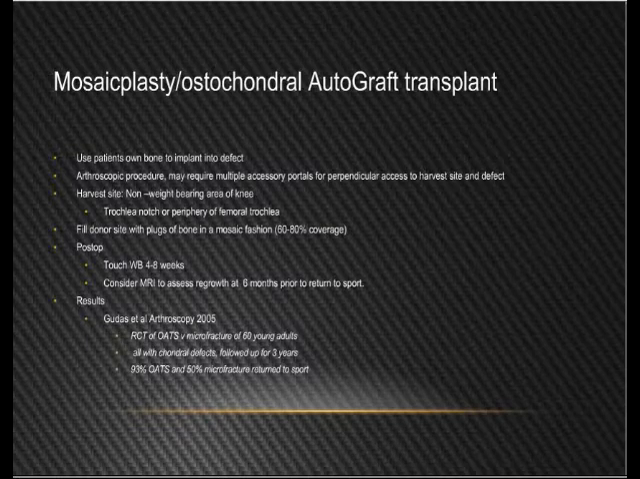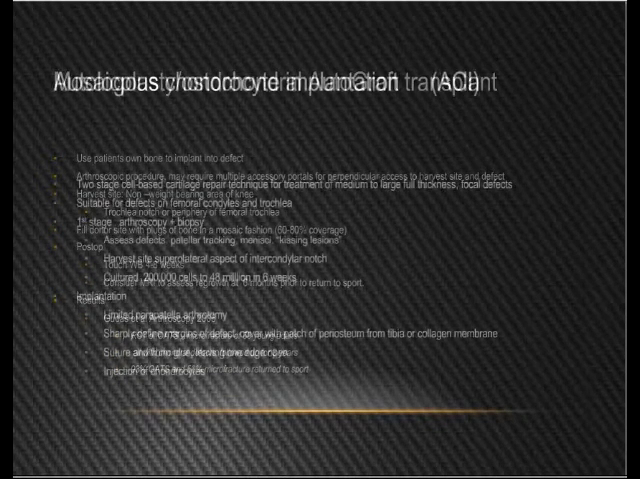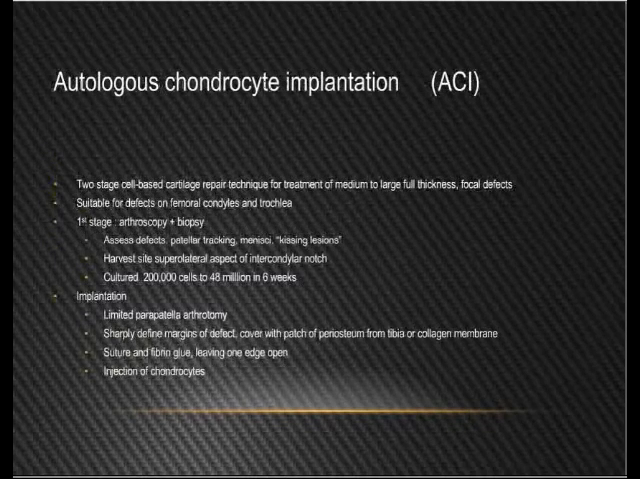margins of the defect are sharply defined with a curette or knife, and a patch of the periosteum from the tibia is used, or a collagen membrane they report in the study can also be used as an off-the-shelf patch to cover over the defect, which is then sewn in place, leaving one open edge, and the chondrocytes are injected into the space.